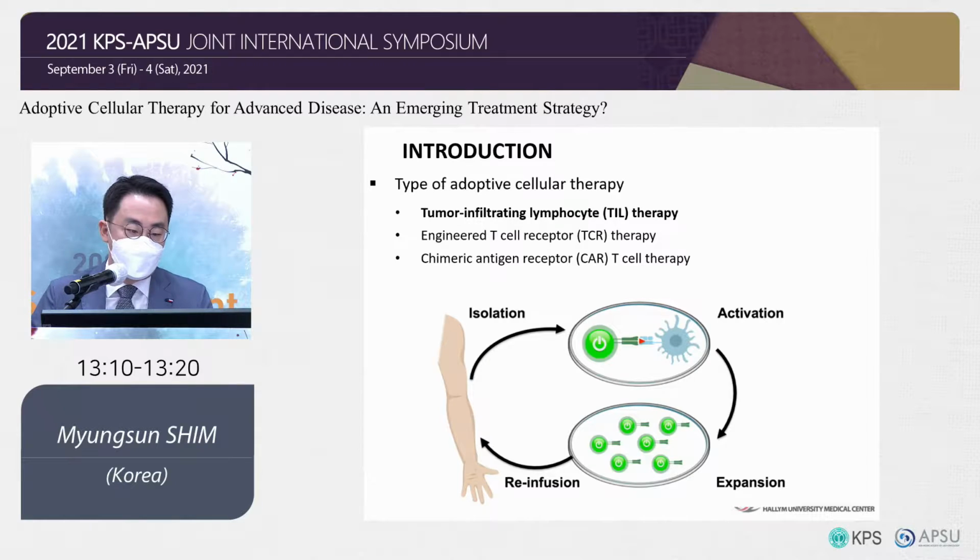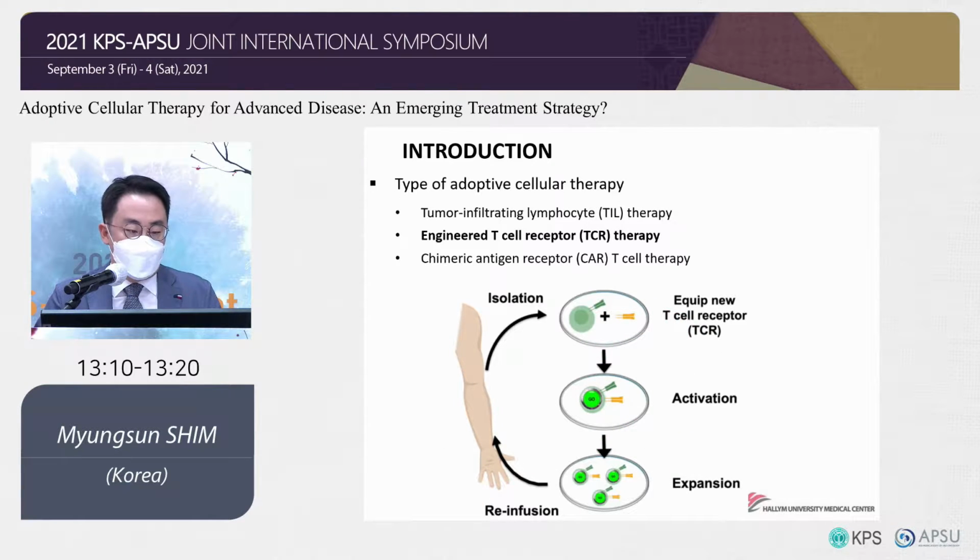The first one is tumor infiltrating lymphocyte therapy, and it has several steps, as you can see in this picture. First, T cells that have already infiltrated the tumor tissue are isolated and activated, and then expanded to a large number and given back to the patient.